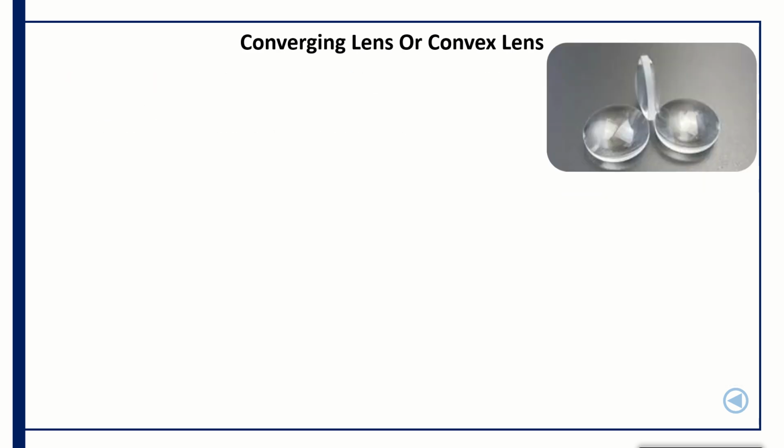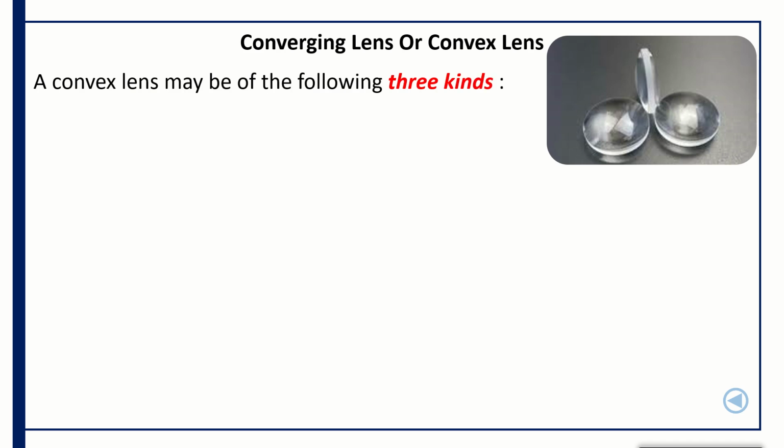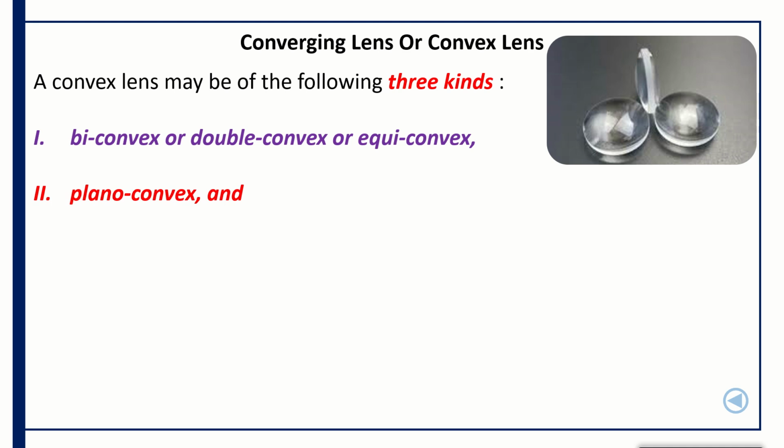Now, converging or convex lens may be of the following three different types. When we take the converging or convex lenses, they are again categorized in three different types. One is biconvex or double convex or equiconvex lens, where the lens is having two spherical surfaces attached to one another, and it is creating a bulgy middle portion and thin edges.